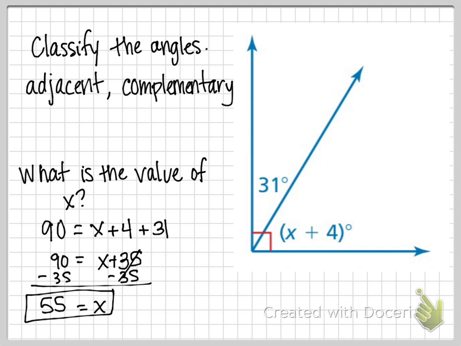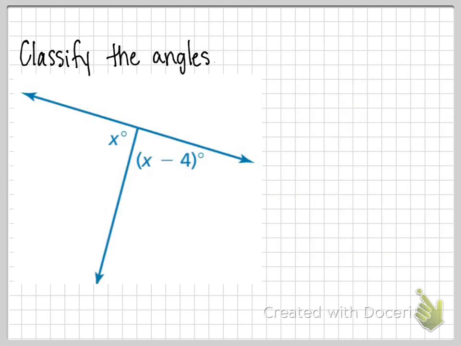Bridget, where's the 4 at? I added them together. 4 plus 31 equals 35. Good? All right, let's do another one.